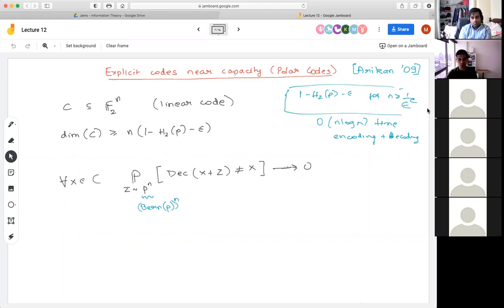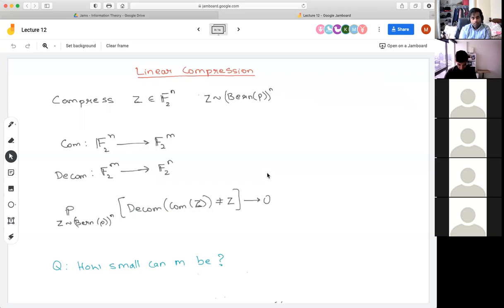Again, we want to be close to capacity, so the dimension of the space of codes, which is K, should be large. We want it to be arbitrarily close to the capacity. And the way we will achieve this is by going through an intermediate task, which we'll call linear compression.